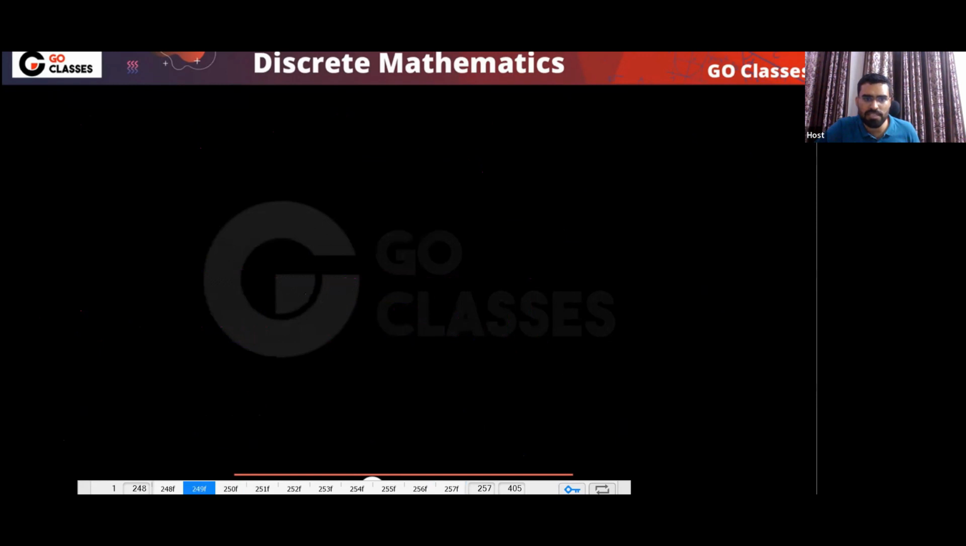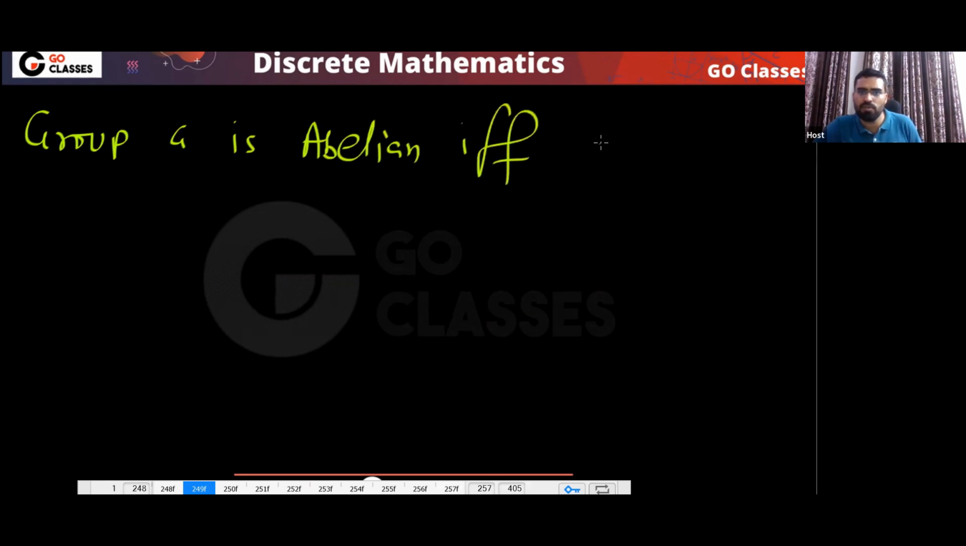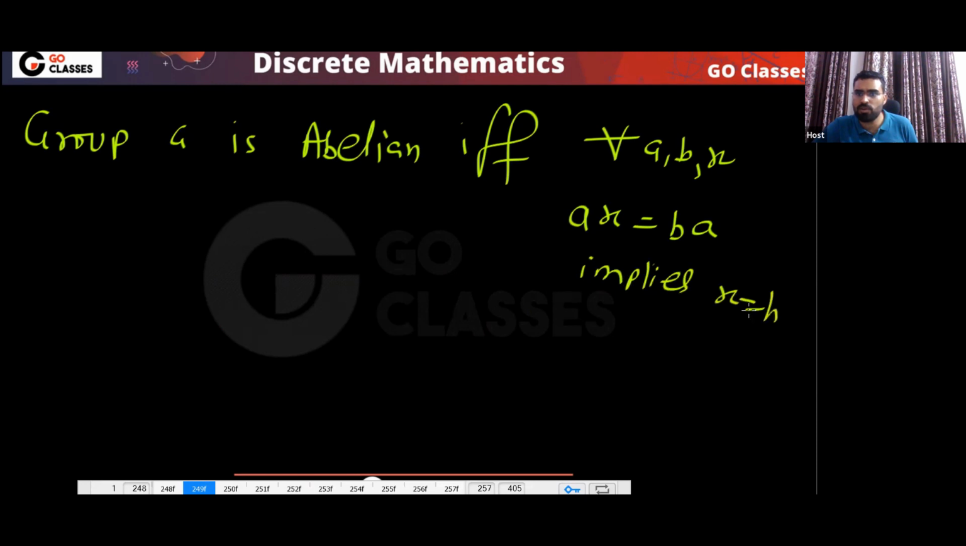So because of this, I can say a group G is abelian if and only if, for all a, b, x, ax equal to ba implies x equal to b. Okay, so this is an if and only if statement.